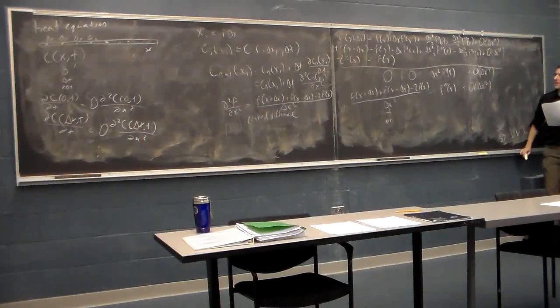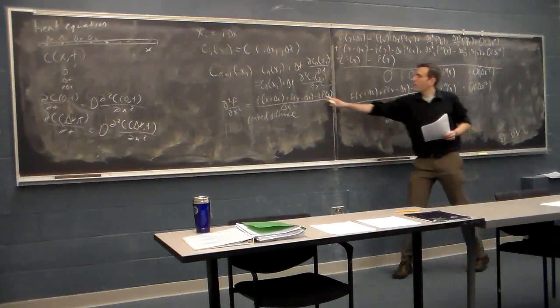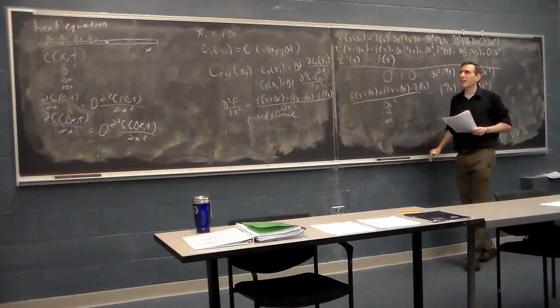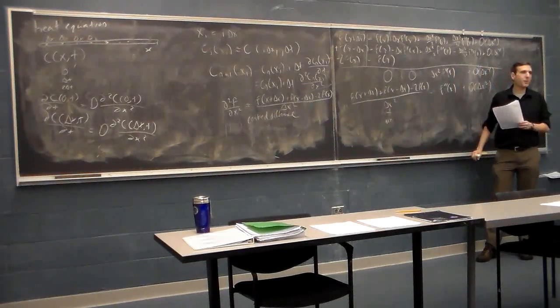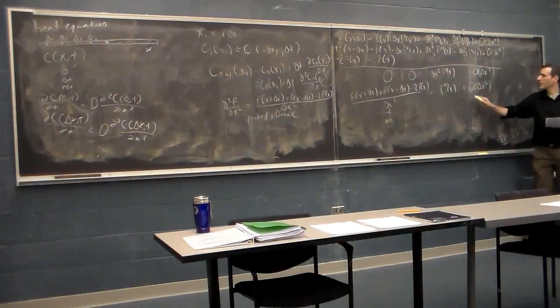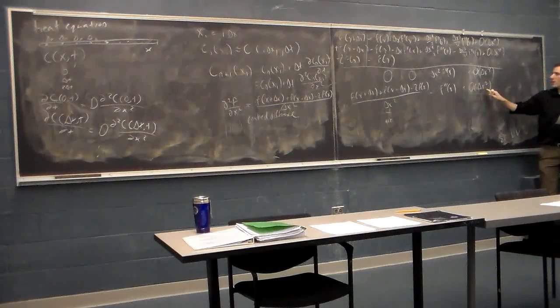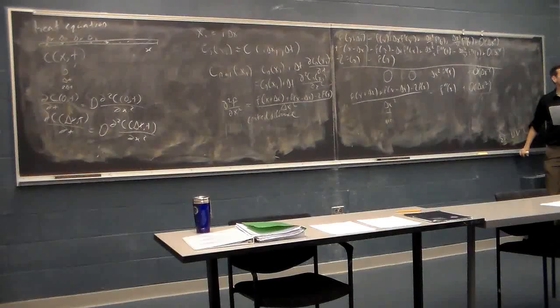So what that's telling us is that this whole thing is an approximation to the second derivative with respect to x, and in particular it's an approximation with an error that's proportional to delta x squared. So does that make sense to everyone?